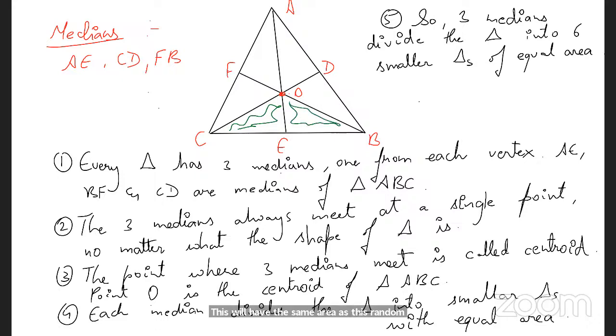This will have the same area as this triangle. Okay? And also this triangle. Can you see this one? This triangle. And this triangle. I'm talking about FCB and DCB, which will have the same area. Like this I was explaining. Okay. Now you got it?